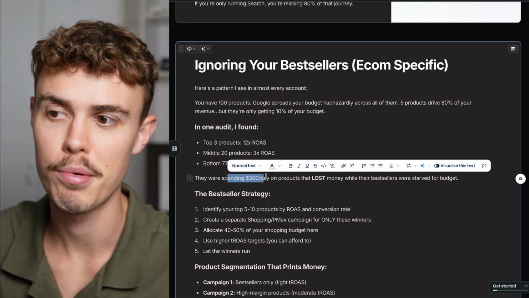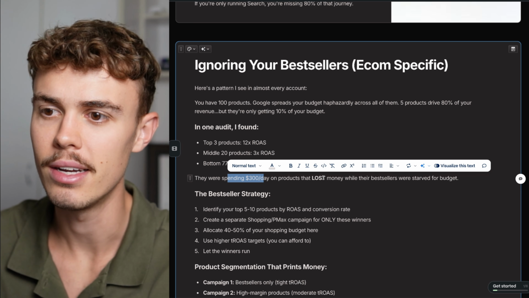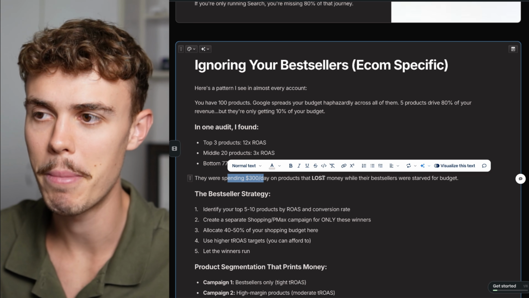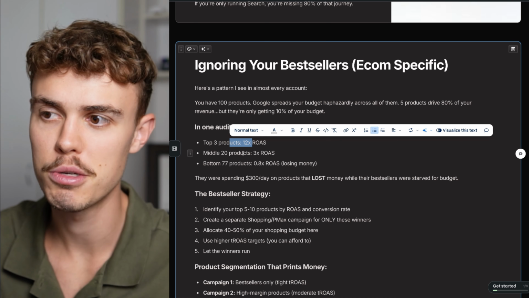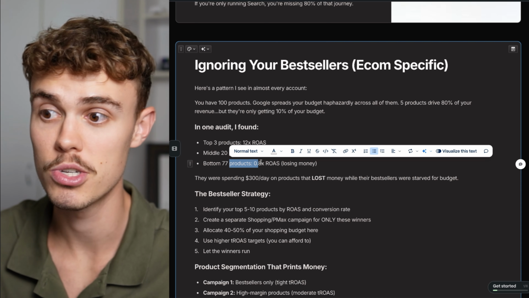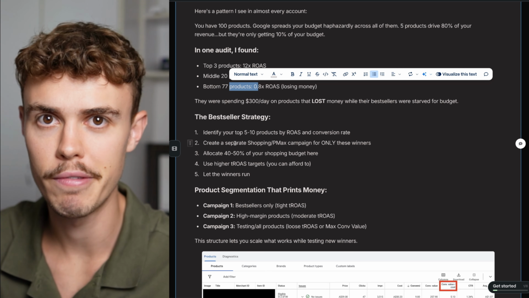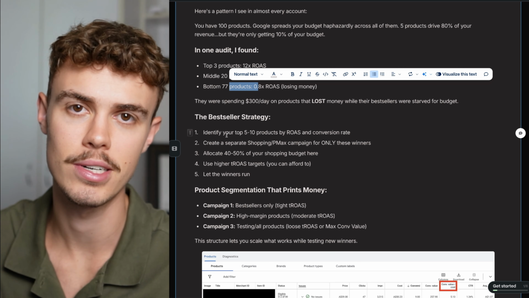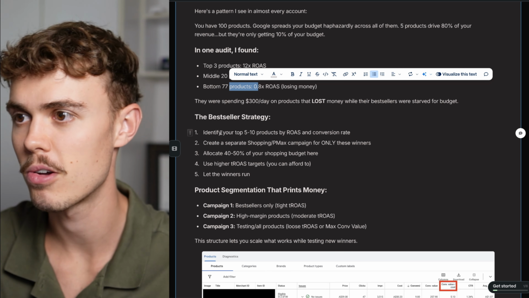And they were spending around $300 a day on products that just lost money while their best sellers were starved for budget. So these top products weren't getting enough spend, and all these bottom products were stealing the spend, sucking it away, and producing very minimal results. So here's a strategy that you need to follow to succeed with product allocation and spend allocation between products.